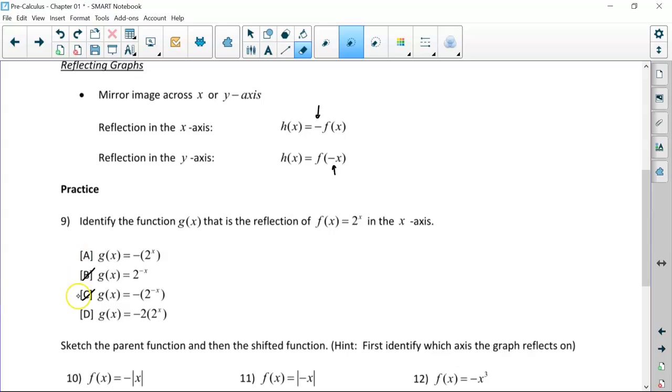Now, we're between A and D. They're very similar, except A is just a -1, and D is a -2. There's another transformation going on there that we'll talk about later. So our only answer is A. That has just an x-axis reflection. D also has an x-axis reflection, but it has more going on to it.